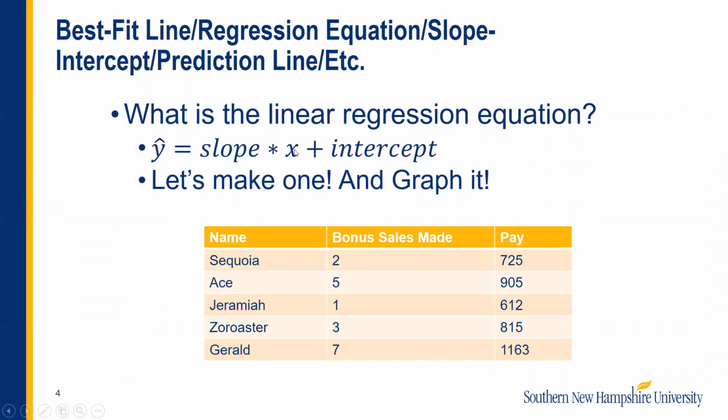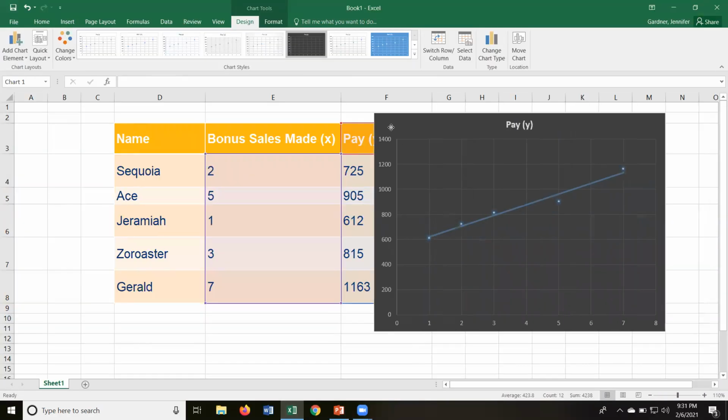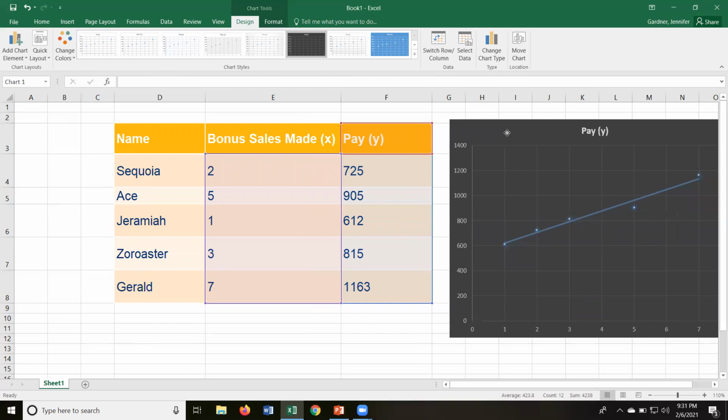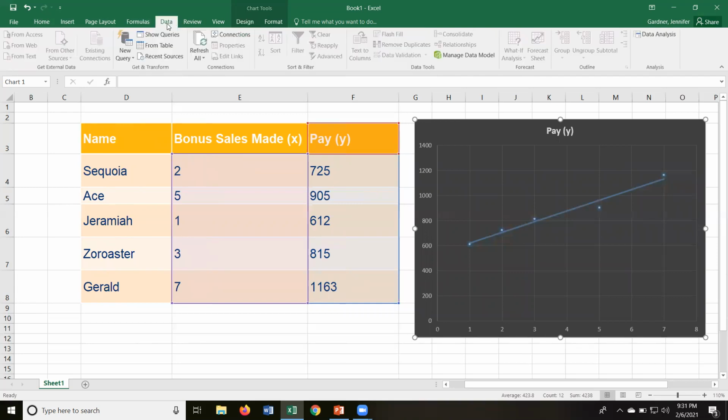Okay, so we also need to make this equation. So we want to make sure we know how to do that as well. So now that we have our scatter plot, we're just going to put that to the side a little bit. And up here, I'm going to go to my data tab. I'm going to go to data analysis.